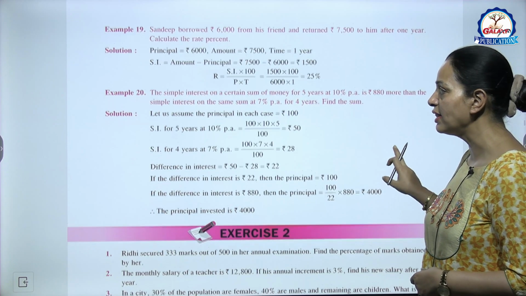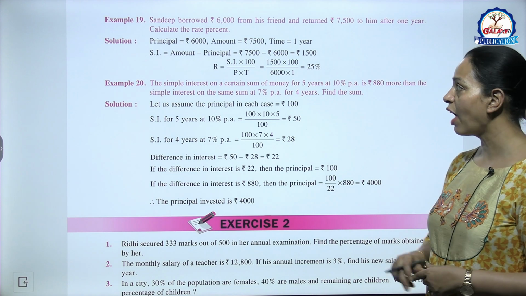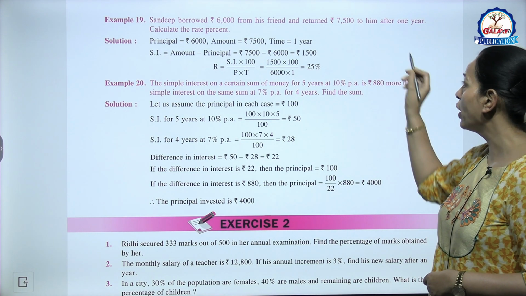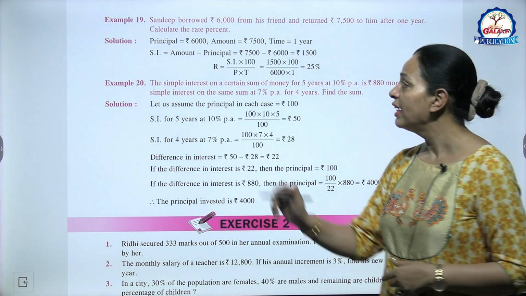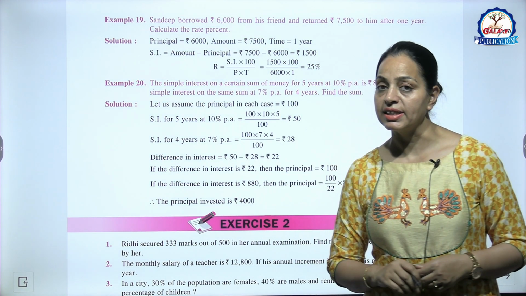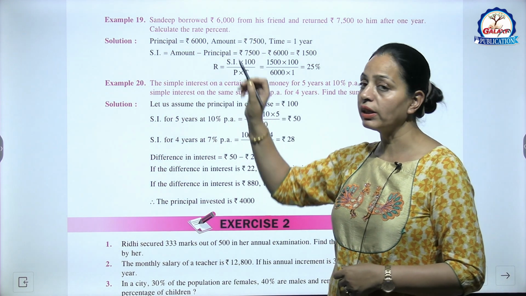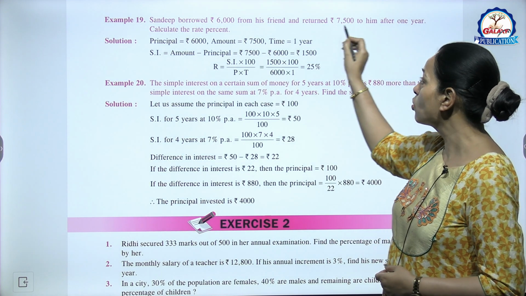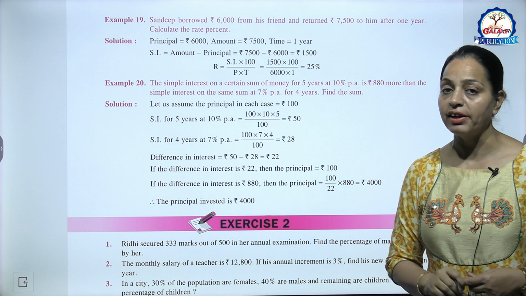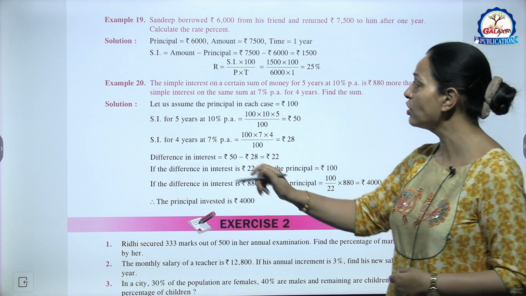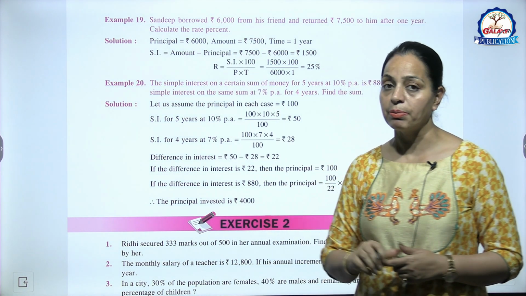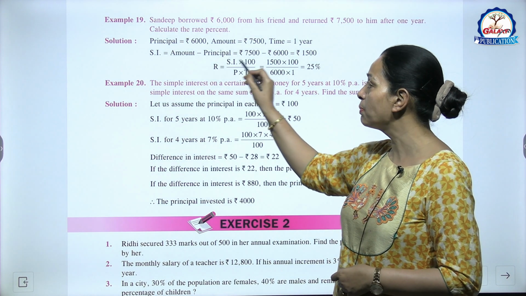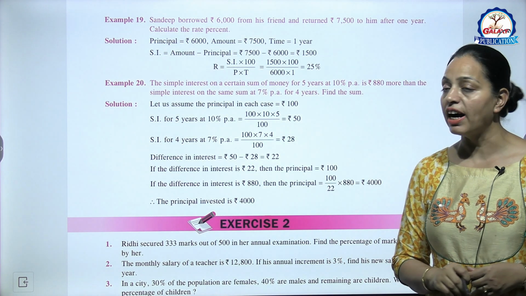Now example 19. Sandeep borrowed rupees 6000 from his friend and returned rupees 7500 to him after 1 year. Calculate the rate %. जो भी हम मनी बोरो करते हैं, that is the principal. So P is here 6000. So amount is 7500 and we know interest is the difference of amount and principal. तो यहाँ से हम क्या find करेंगे? Simple interest, amount minus principal, that is 1500.